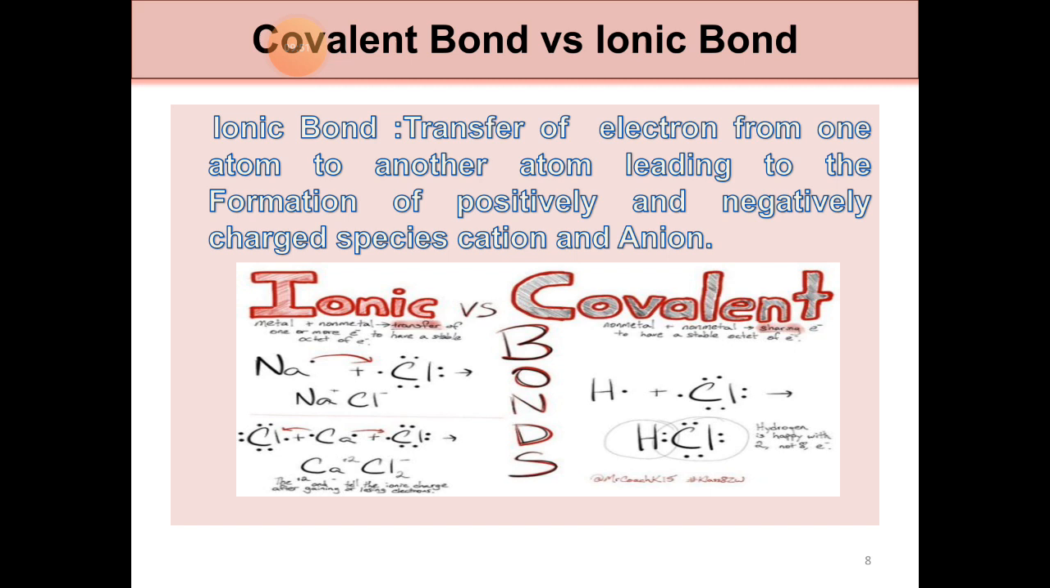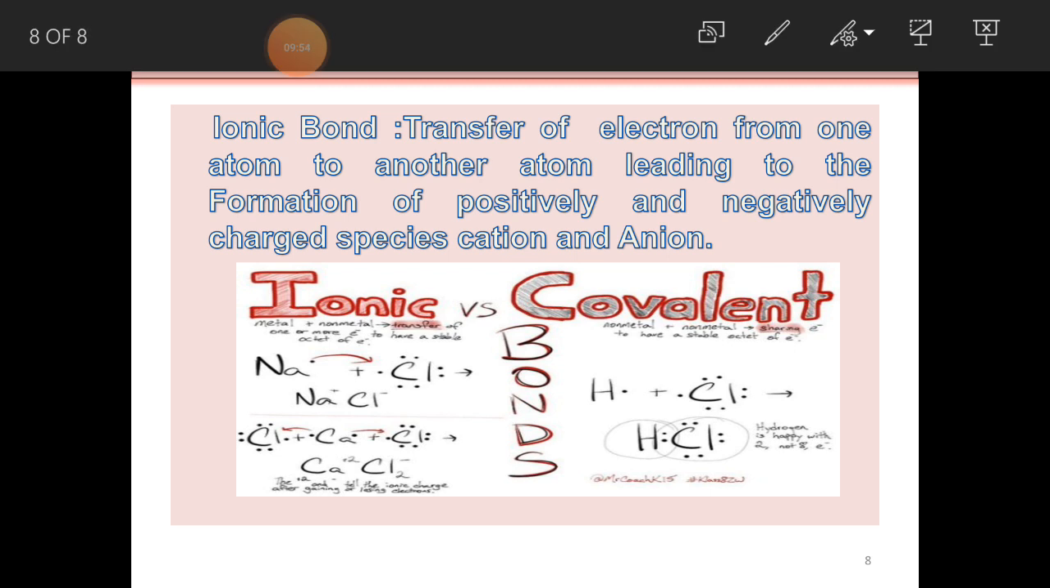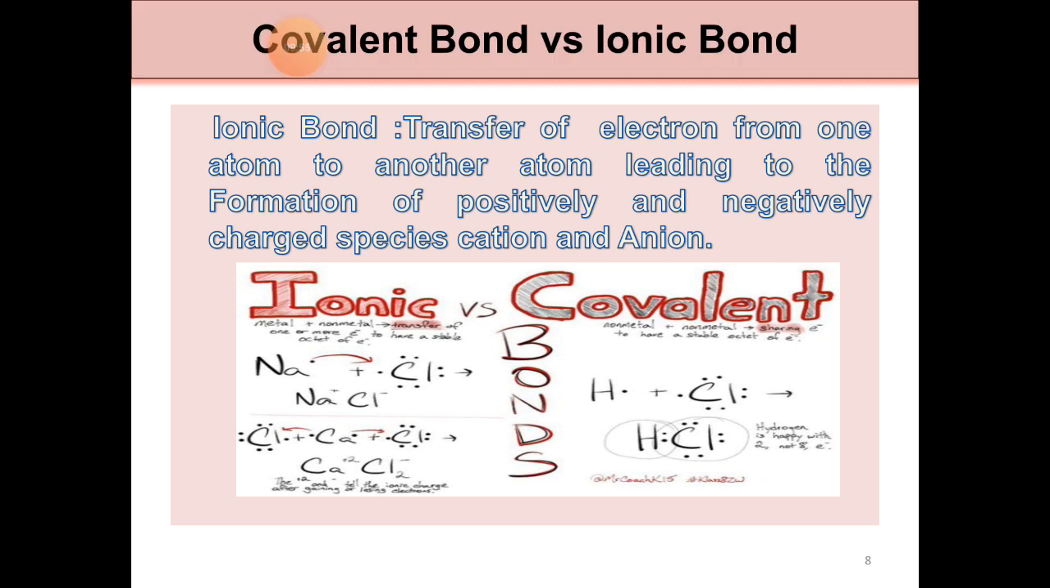We can also check the difference between the covalent and the ionic bond. Ionic bonds are formed by the transfer of electrons from one atom to another atom, leading to the formation of positively charged and negatively charged species, which we call cations and anions.